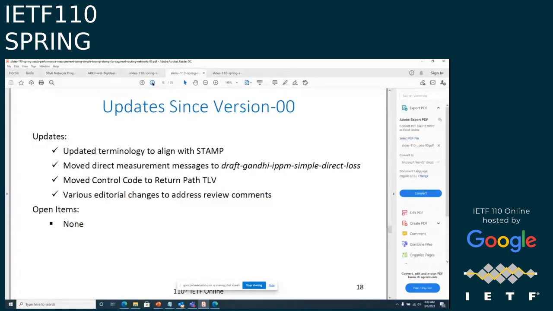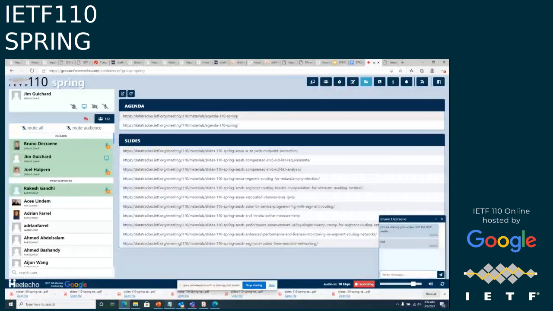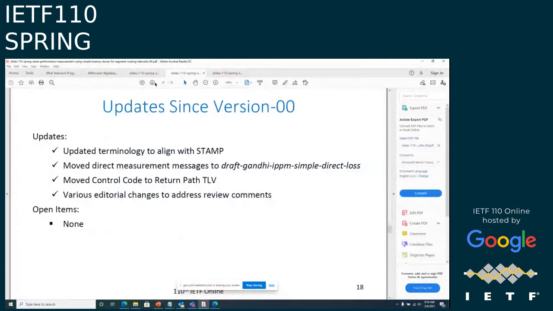So again, Gan and Greg and many people who contributed to the review, many thanks. We have updated the draft to address the comments and align the terminology. The direct measurement messages are moved to a new draft. It's a standalone draft, not tied to SR, based on the feedback from the working group, and it can have its own life cycle. We moved the control code to the return path TLV, and made various editorial changes as suggested in the reviews. Next slide, please.